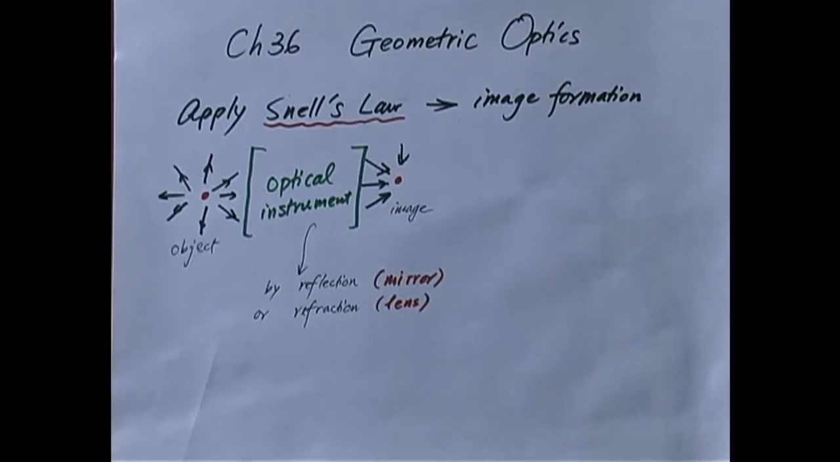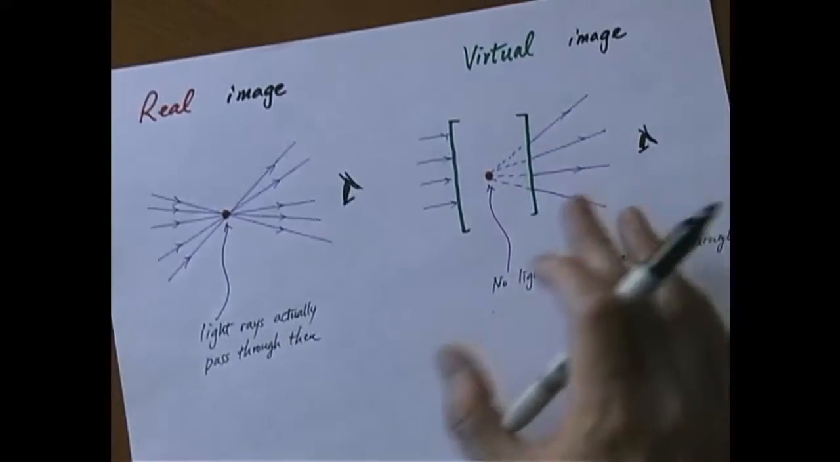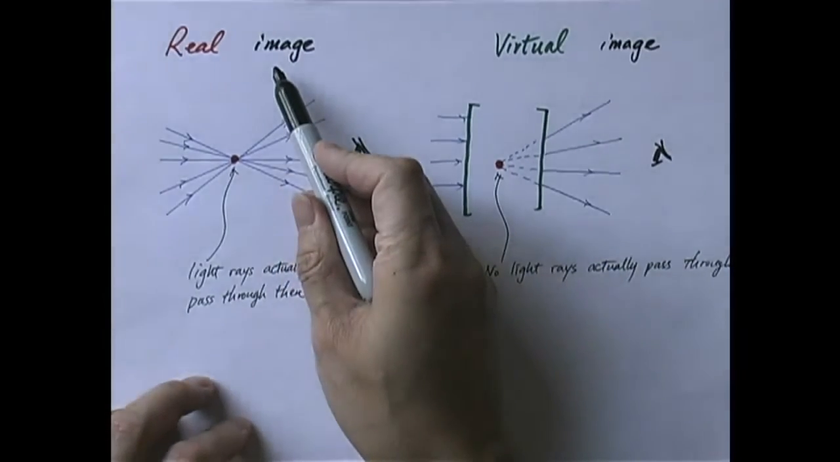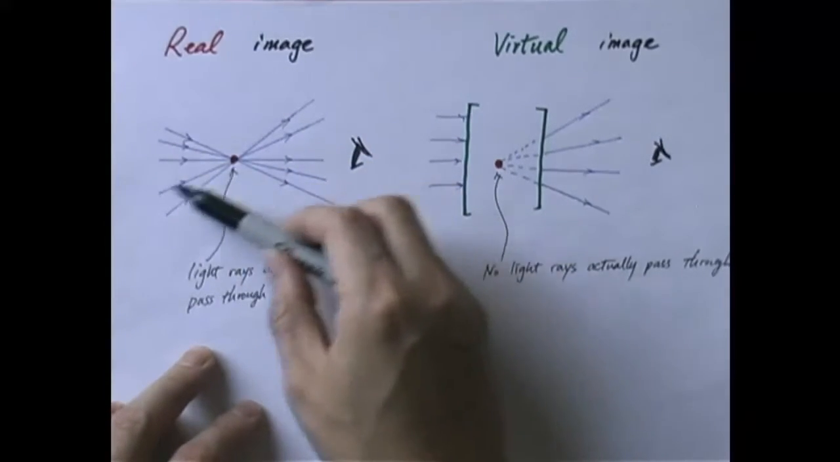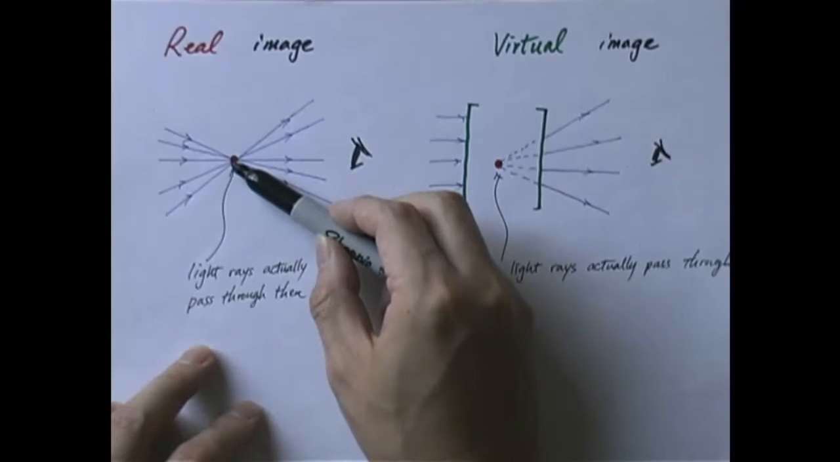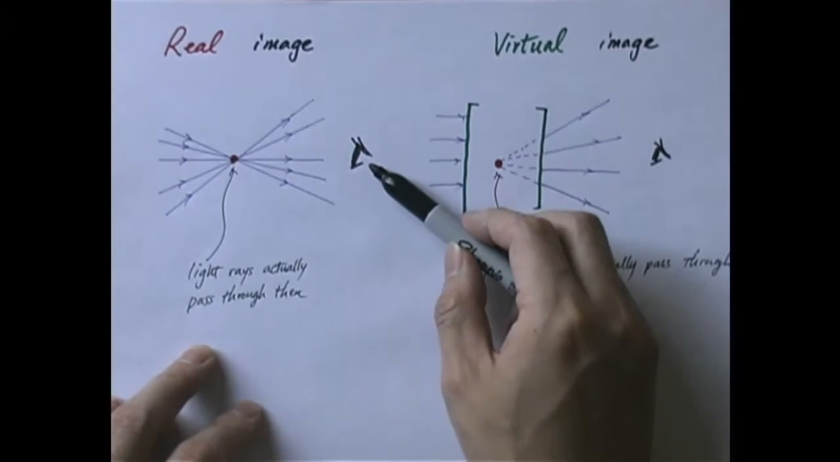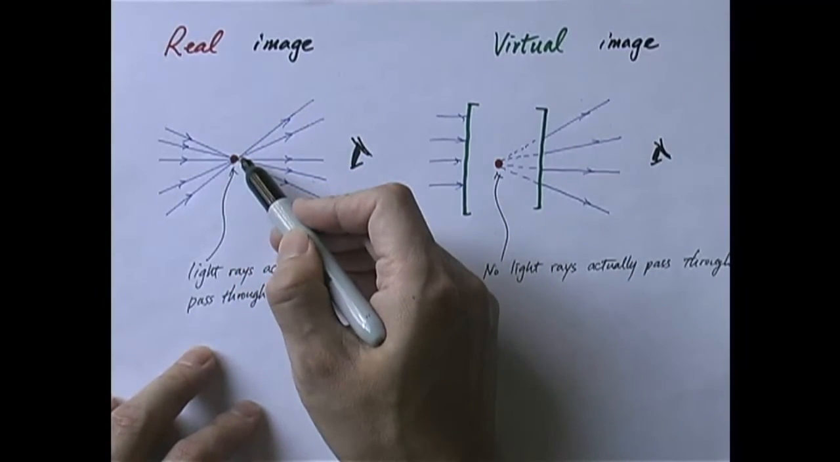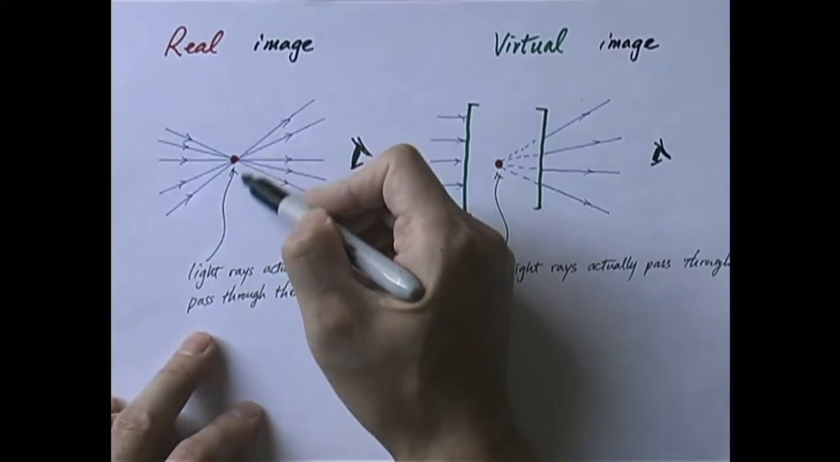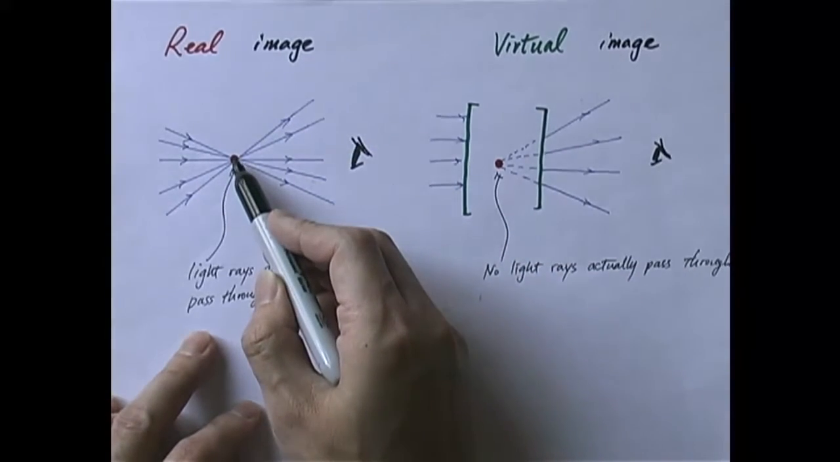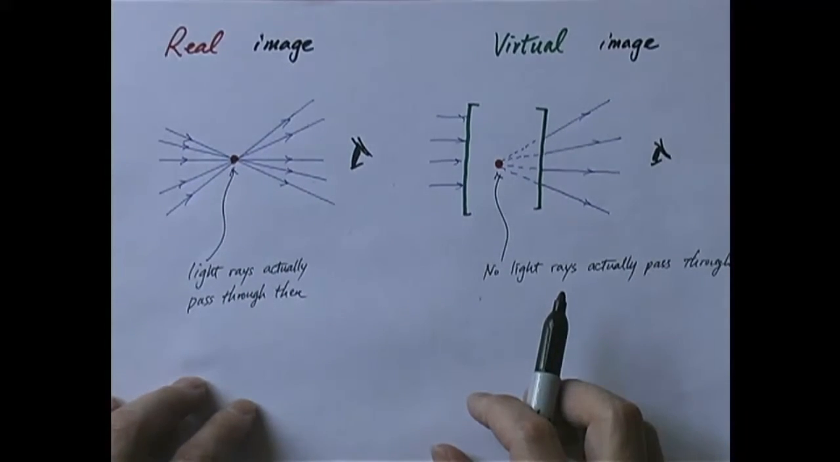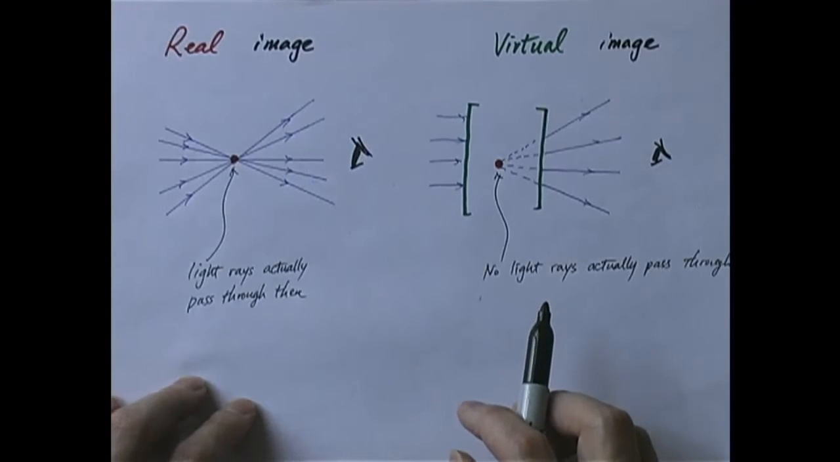Now, when it comes to optical images, there are two types that we have to distinguish. One is called a real image, and the second type is called a virtual image. Here's the case of a real image. I have light rays coming in, and they actually converge at that point before reaching our eyes. This is a real image because actual light rays pass through that point, and that point would be illuminated if I put a screen here. If I put an actual screen here, there will be a bright dot on that screen, meaning light actually passes through that point. This is the case of a real image.